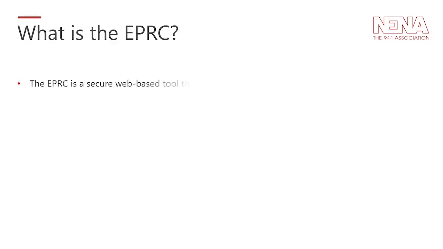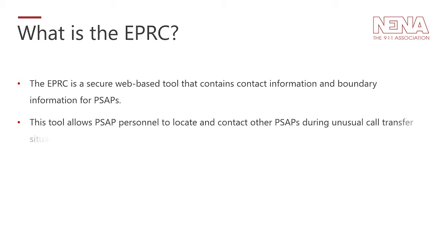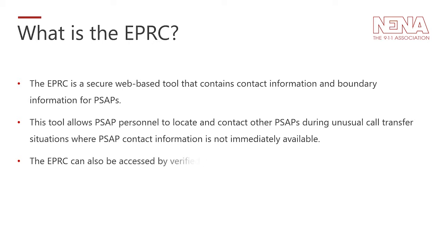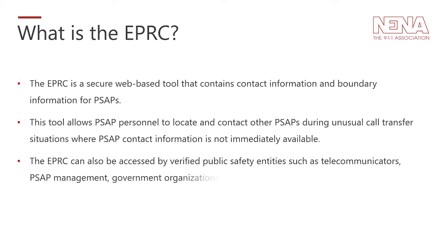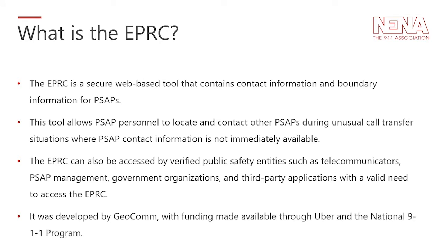The EPRC is a secure web-based tool that contains contact information and boundary information for PSAPs. This tool allows PSAP personnel to locate and contact other PSAPs during unusual call transfer situations where PSAP contact information is not immediately available. The EPRC can also be accessed by verified public safety entities such as telecommunicators, PSAP management, government organizations, and third-party applications with a valid need to access the EPRC. It was developed by Geocom with funding made available through Uber and the National 911 program.